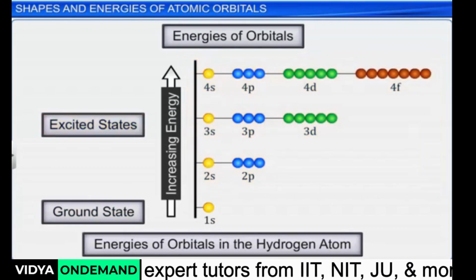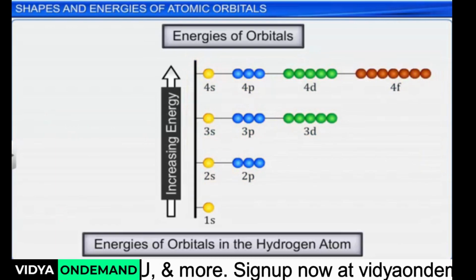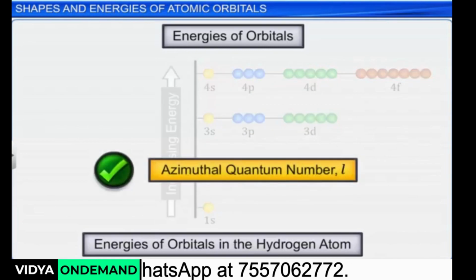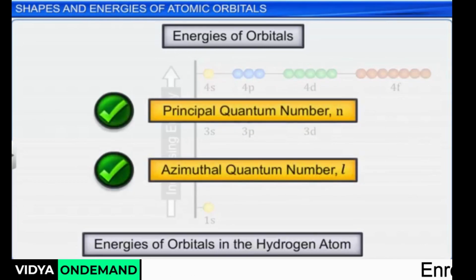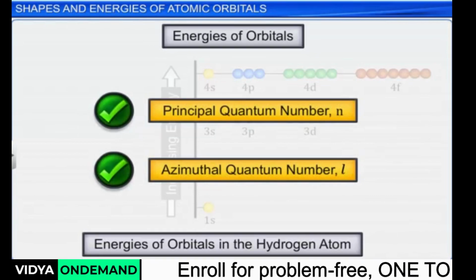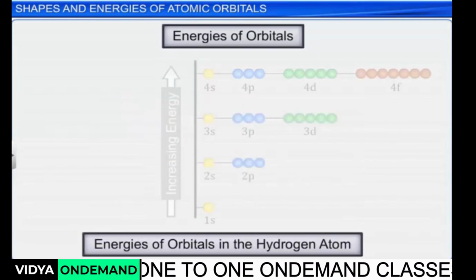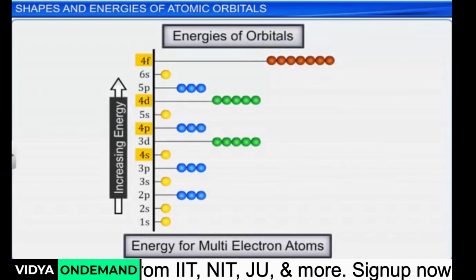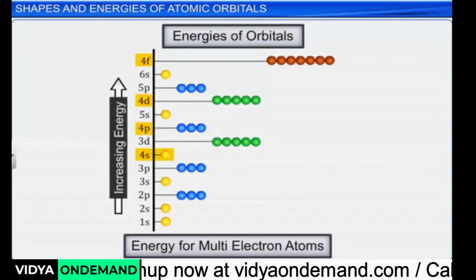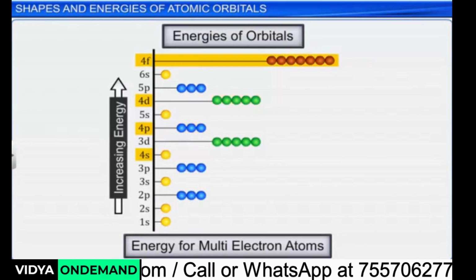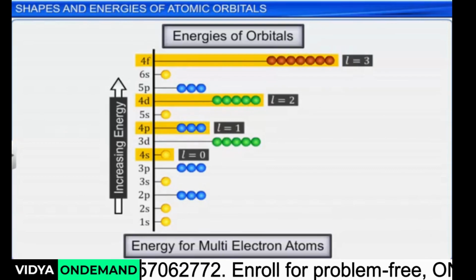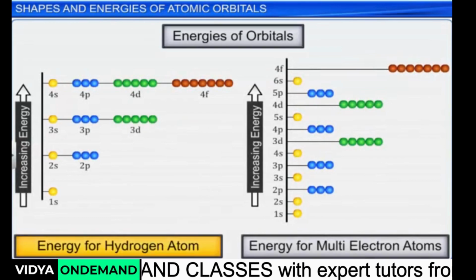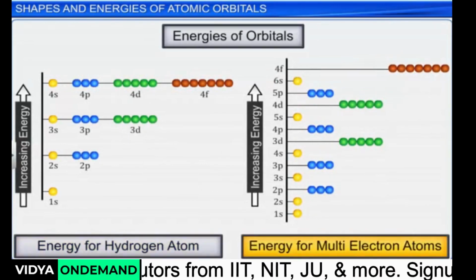Unlike the single electron species, the energy of an electron in a multi-electron atom depends on the azimuthal quantum number also, in addition to the principal quantum number. This essentially means that for a given value of n, the orbitals s, p, d, f possess different energies for different azimuthal quantum numbers. Let us look at the energy level diagrams for hydrogen atom and multi-electron atom, which depict the arrangement of various orbitals.